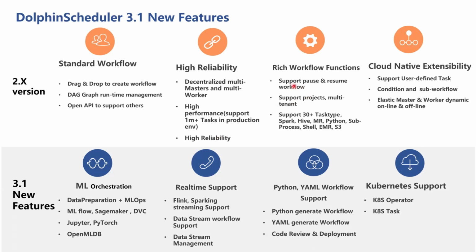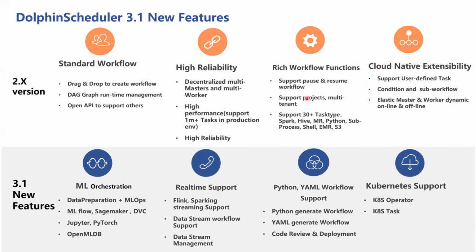The third one is rich workflow functions. You can pause and resume any sub workflow in a workflow, and also the entire workflow. We also natively support multi-tenant projects, and we have 30+ task types. This is one of the major benefits: you can find almost 90% of the commonly used big data processing and machine learning processing in the open source community. And so we are now supporting 2.x.